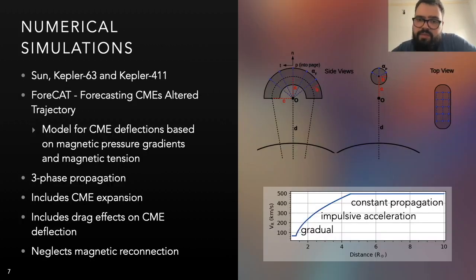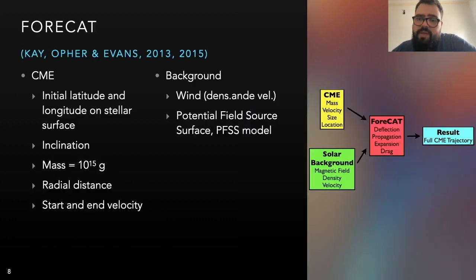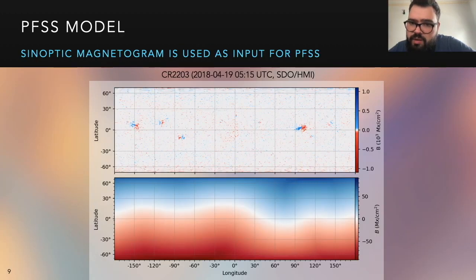We simulated CMEs from the Sun, Kepler 63, and Kepler 411 using the FORCAT model, which is a model for CME deflections based on magnetic pressure gradients and the magnetic tension. FORCAT calculates the complete 3D trajectory of a CME, and for that it needs some parameters to run. Part of them are the CME parameters. The other part is about the stellar background, like the background magnetic field, which is calculated with a magnetogram. For the solar case we use a synoptic magnetogram of Carrington rotation 2203.